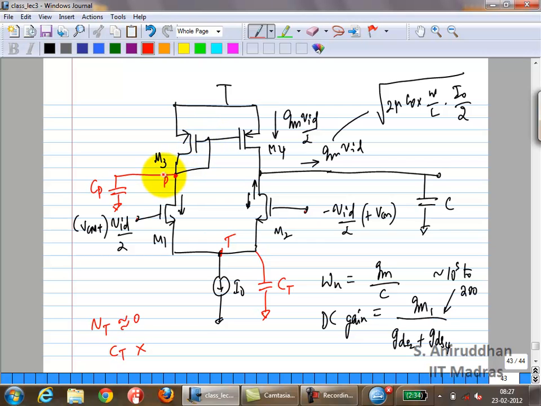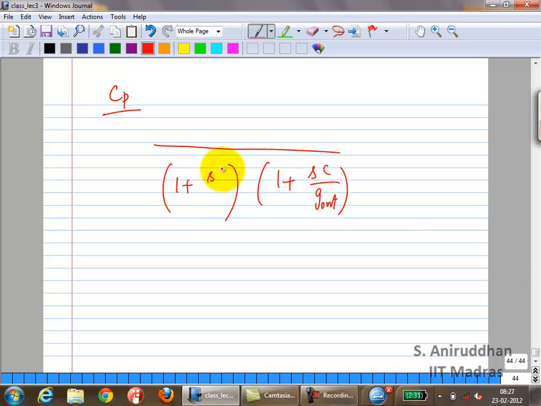GM3 by CP, correct? Okay. This is going to be the approximate pole locations. Now, if you assume G out is small enough, remember we are trying to achieve an op-amp with very large R out, which is very small G out, and we are actually trying to make an integrator. So ideally what you want is something like this, remember?